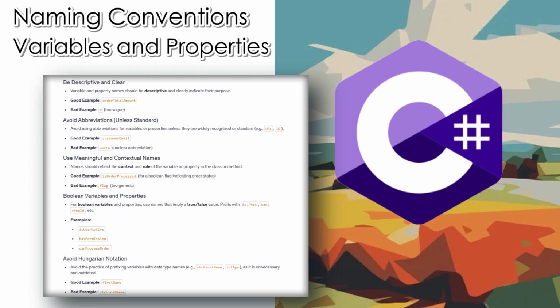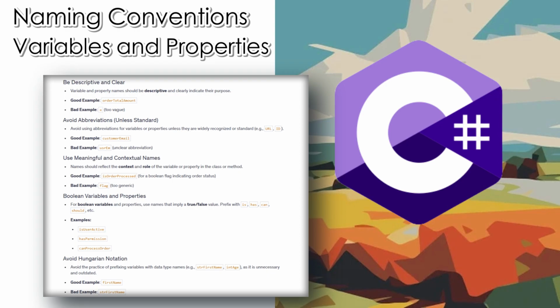Variable and property names should be descriptive and clearly indicate their purpose. Avoid using abbreviations for variables or properties unless they are widely recognized or standard. Names should reflect the context and role of the variable or property in the class or method.